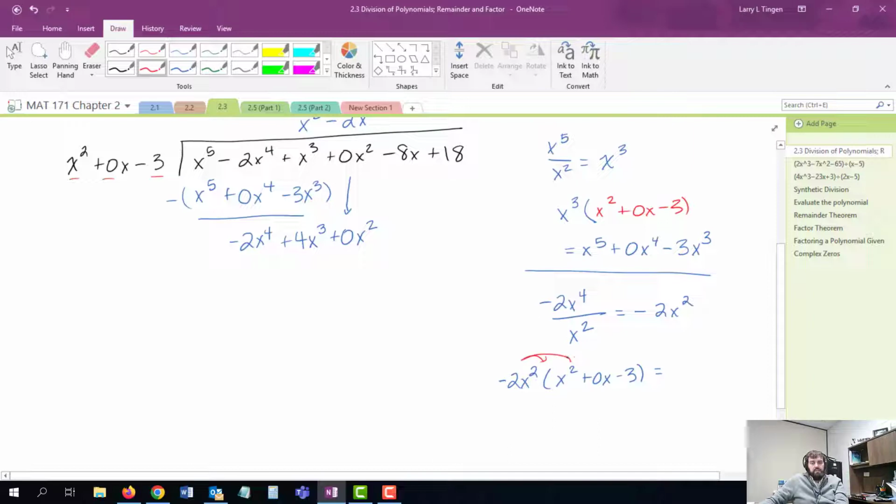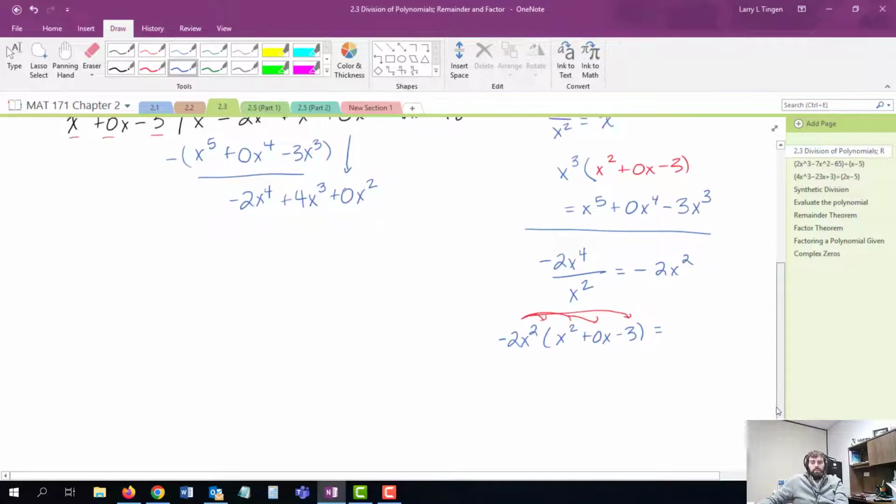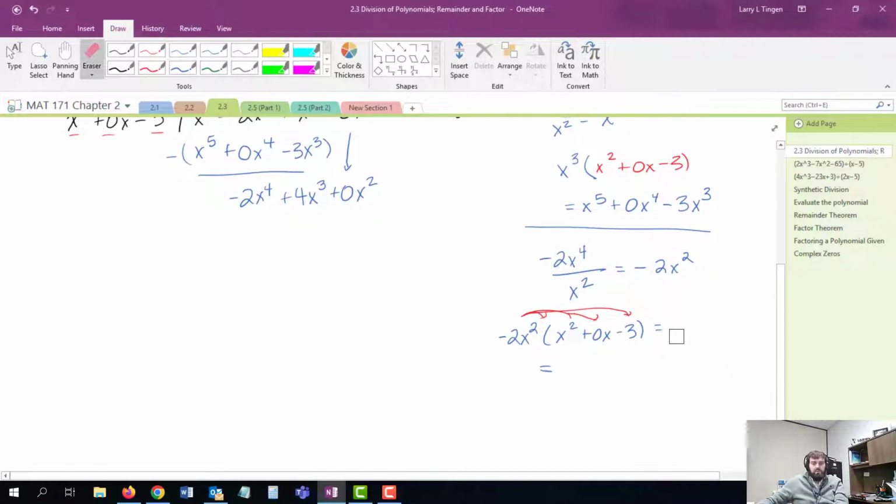Distribute. And again, I am going to hold on to that 0 place. Let's get rid of that equal sign over here. Negative 2x squared times x squared is negative 2x to the fourth. Negative 2x squared times 0x would give me an x cubed, but we know it's a 0 for the coefficient. And then lastly, negative 2x squared times negative 3 is positive 6x squared. So I did that. So there's my next line.